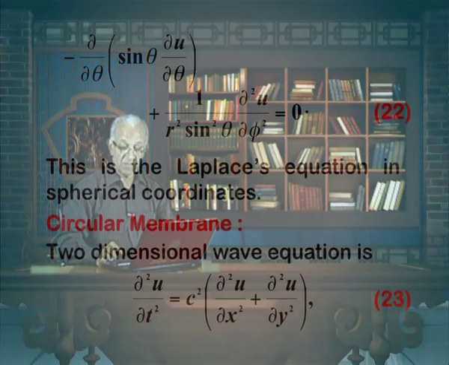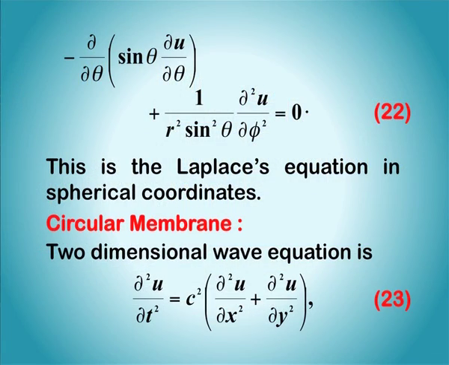Coming to circular membrane, the two-dimensional wave equation that we have studied earlier in the previous lecture as well, when we were talking about the D'Alembert solution, is this. And note that if it is three dimensions, I will be getting d2u upon dx square plus d2u upon dy square plus d2u upon dz square. That is the only thing. You can go up to n dimensions, no problem.